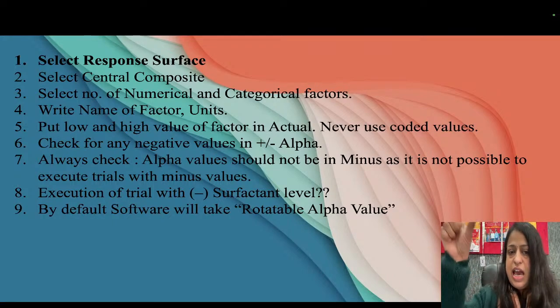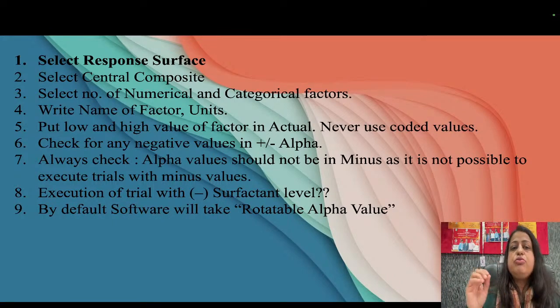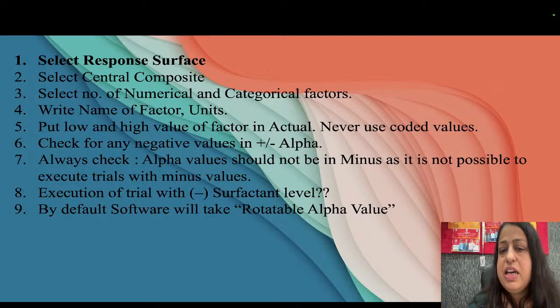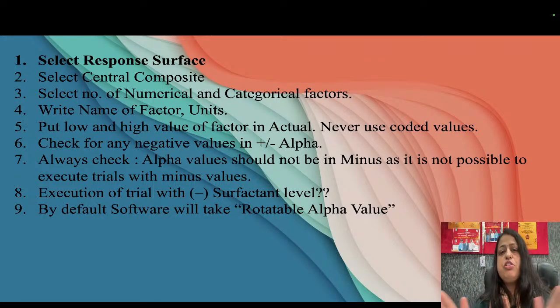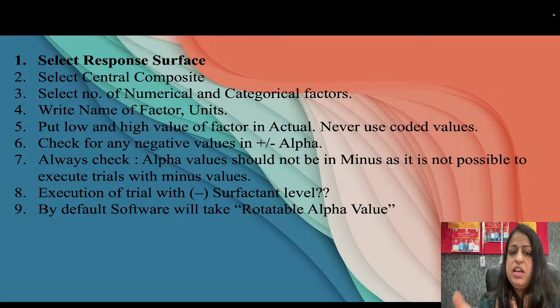Then one alpha column is there, we have to check there should not be any minus value for this alpha, क्योंकि मान लीजिए हम सर्फेक्टेंट लेवल ले रहे हैं तो वो माइनस में नहीं हो सकता. हम किसी एक्सीपेंट की क्वांटिटी ले रहे हैं तो वो माइनस में नहीं हो सकती, it should be in positive value, right. So we have to check it out, there should not be any minus value. Then by default it will take the rotatable alpha value.